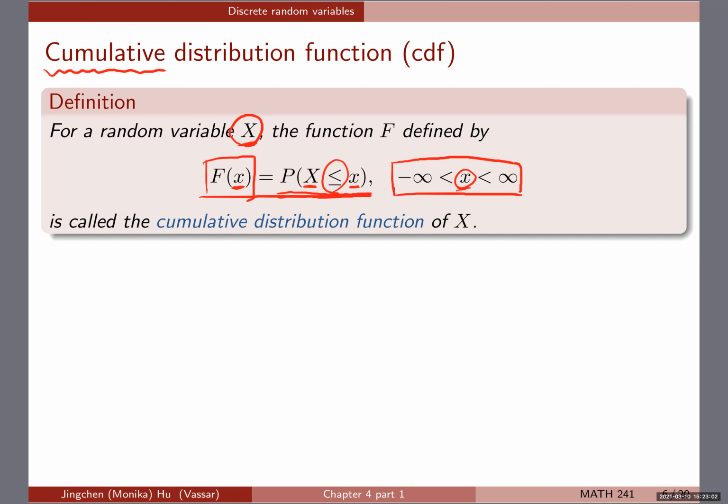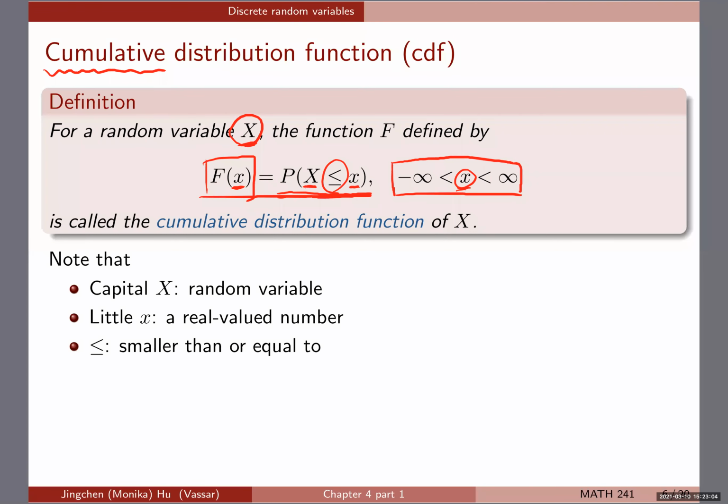Let's look at some properties and examples. Capital X, we always use that as a random variable, or capital Y, things like that. So it is always the capital. The small x here is a real valued number on the real line, just like what we highlighted over here. And smaller or equal to is smaller or equal to in the math notation.